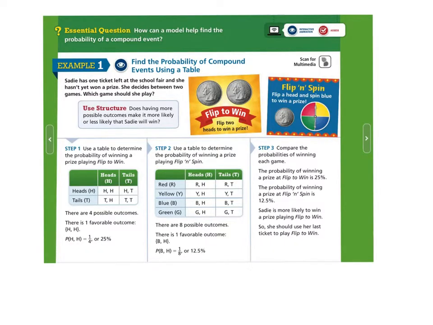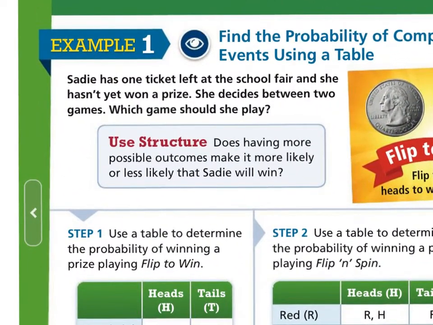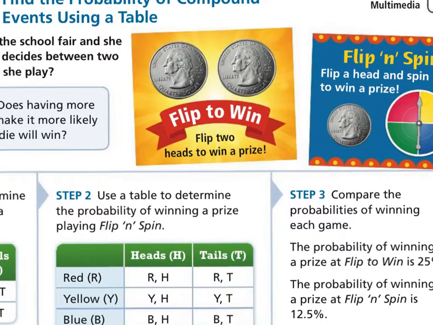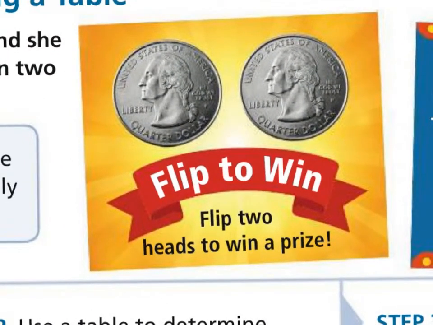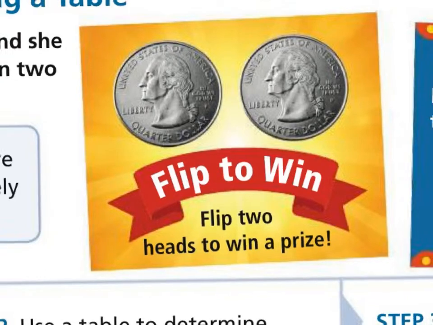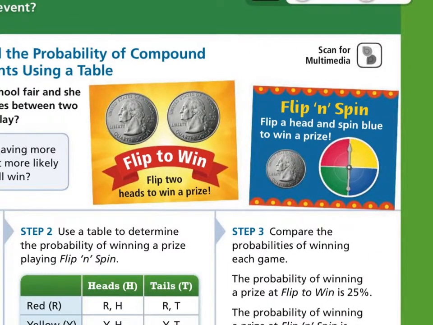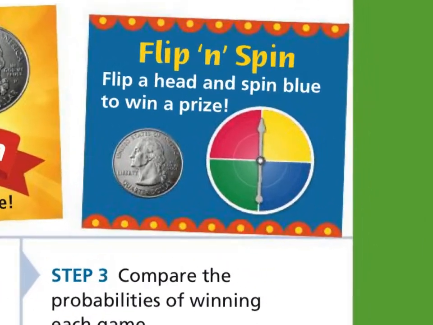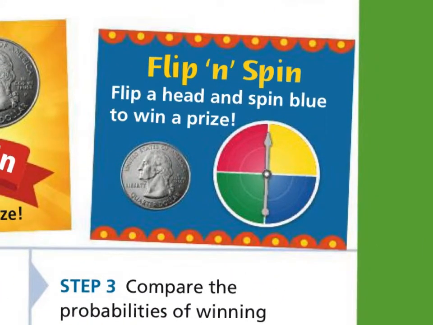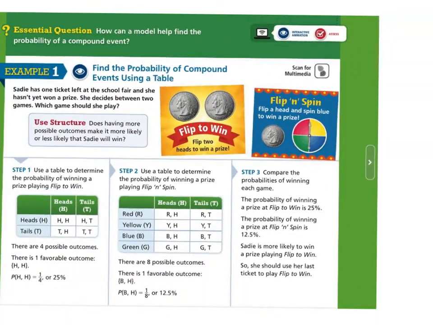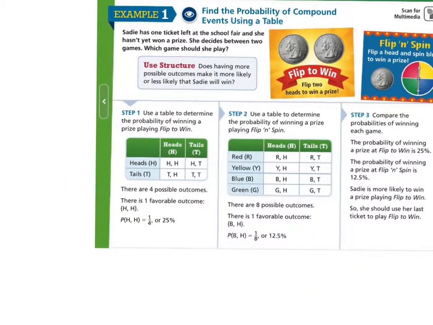So look at example 1. Sadie has 1 ticket left at the school fair, and she hasn't yet won a prize. She decides between 2 games. Which game should she play? So the options: flip to win, flip 2 heads to win a prize, presumably out of 2 flips, or flip and spin, flip a head and spin blue to win a prize. So what we can do is look at the different options, the different probabilities.